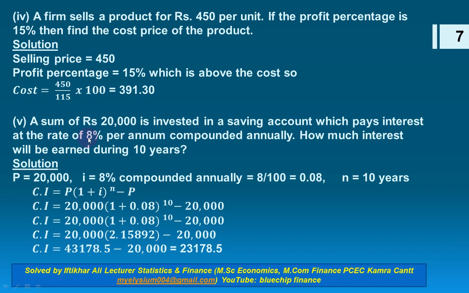Fifth question is that a sum of rupees 20,000 is invested in a savings account which pays interest at the rate of 8% per annum, compounded annually. How much interest will be earned during 10 years?